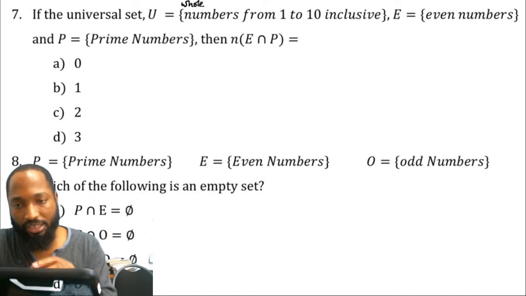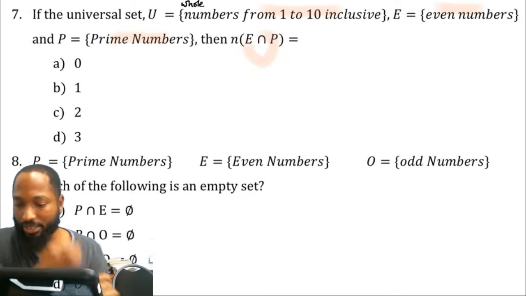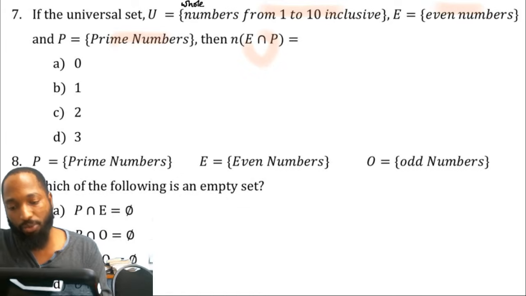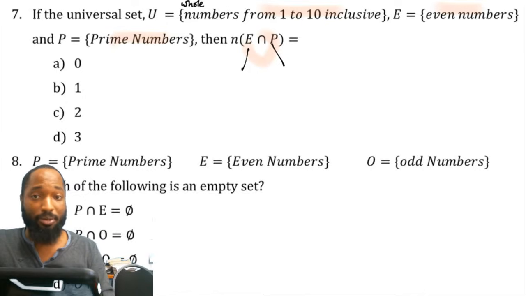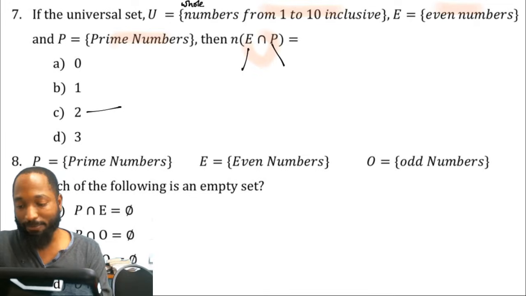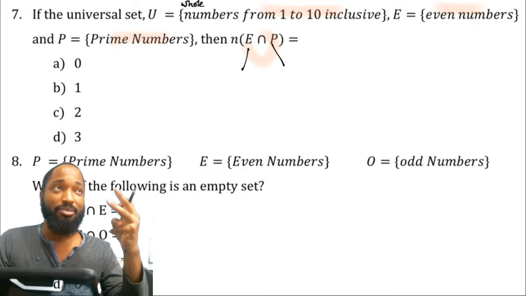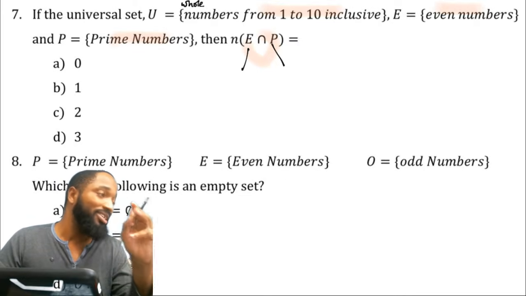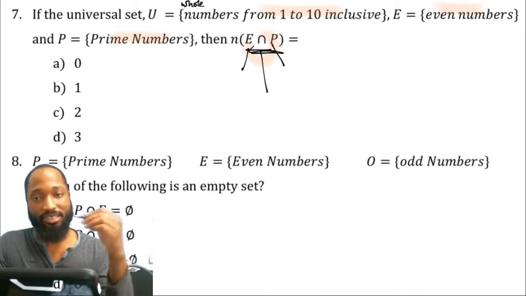So the universal set is numbers from 1 to 10. E is even numbers, P is prime numbers, then the number of elements in E and P at the same time. So in other words, we want to find even numbers that are prime numbers, and the number of even numbers that are prime numbers. How many even numbers are prime numbers? So people who say C, in their mind they're thinking 2 is the answer because 2 is an even number that is a prime number, but they didn't ask you for 2. They ask you for how many items are in this set.